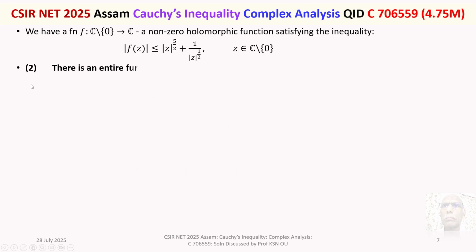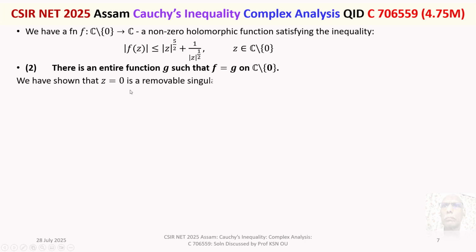Option 2. There is an entire function g such that f is equal to g on the set of non-zero complex numbers. What is it that we have proved? Just now we have shown that z is equal to 0 is a removable singularity of f. So we redefine the function f such that it becomes analytic or holomorphic at z is equal to 0, and thereby f can be extended to an entire function. Let's call that g.